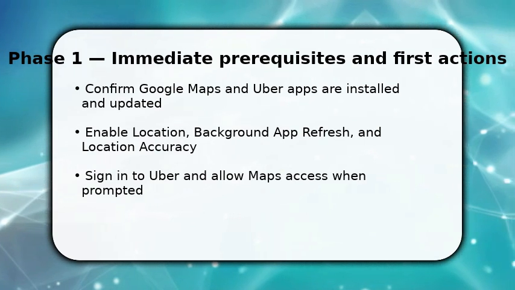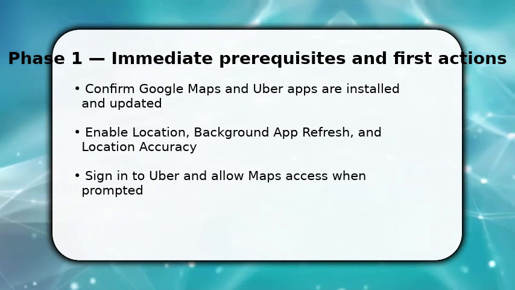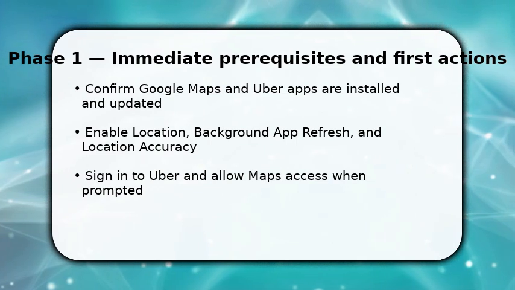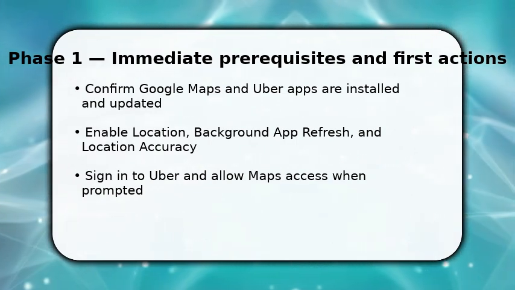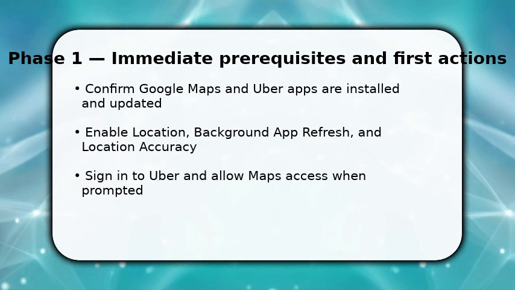If you use Android, set Google Maps as the default navigation app in Uber settings. If on iPhone, allow Uber to open external navigation. This gets you ready for routing.